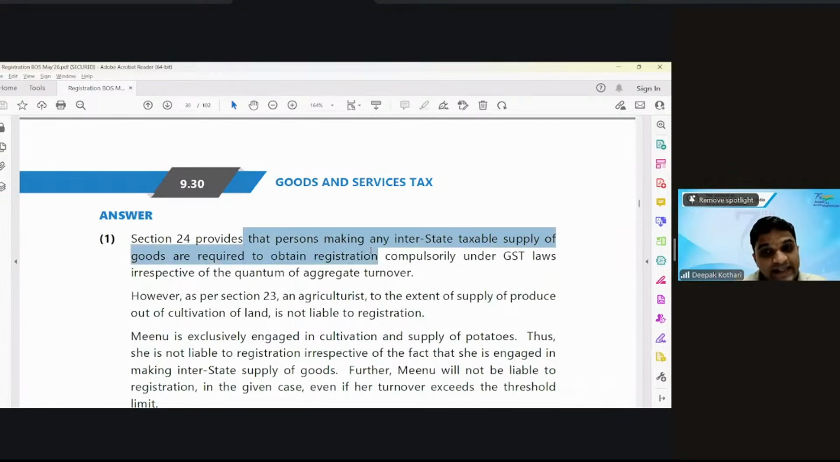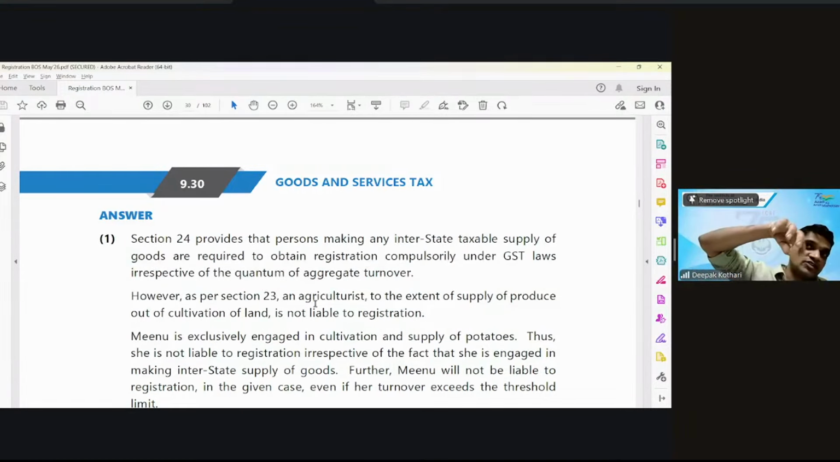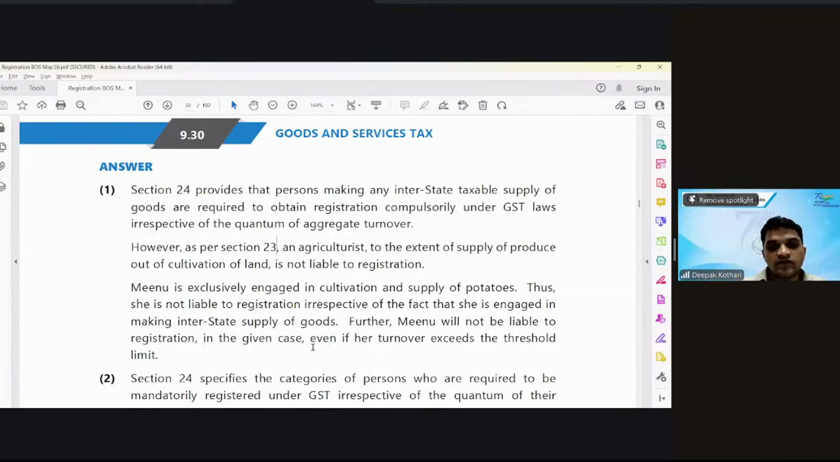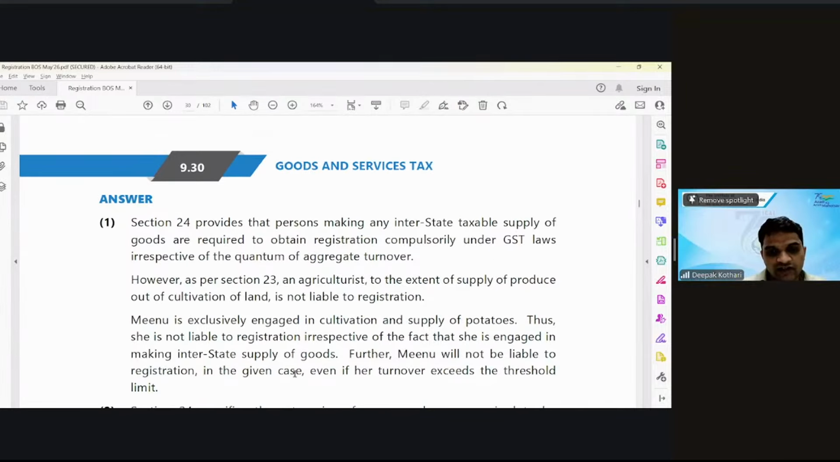Provided a person making any interstate supply of goods is required to obtain registration. However, you should always start with section 24, compulsory registration, that she is required. Then you have to draw attention to section 23, wherein to the extent of supply of produce, she is not liable to register. Therefore, Meenu will not be liable for registration even if her turnover exceeds the threshold limit. Any limit? Yes, any limit. कुछ भी business कर सकता है if it's doing only purely agricultural produce.